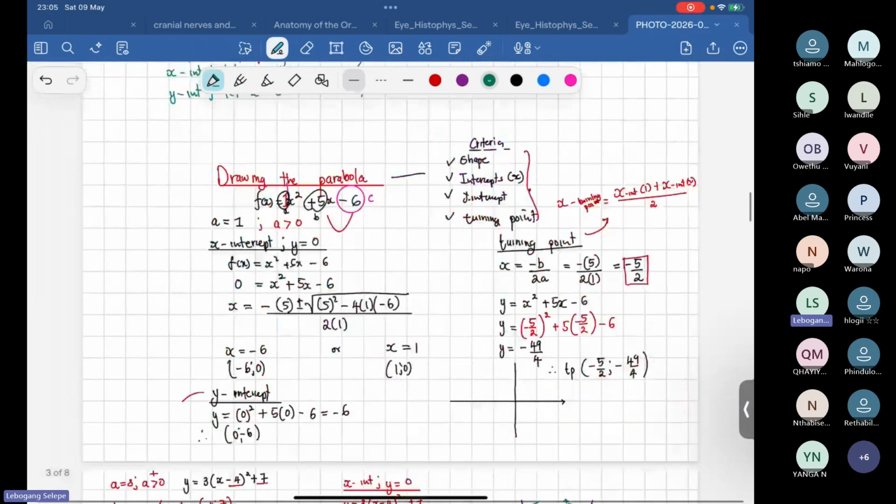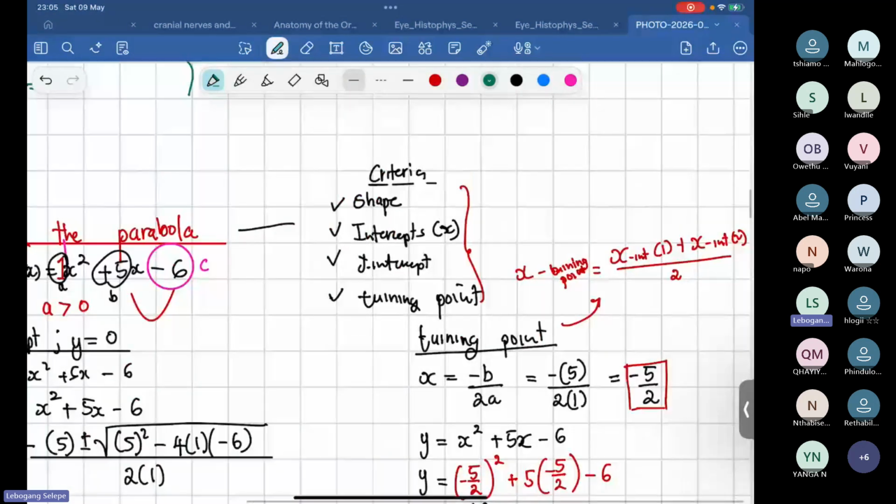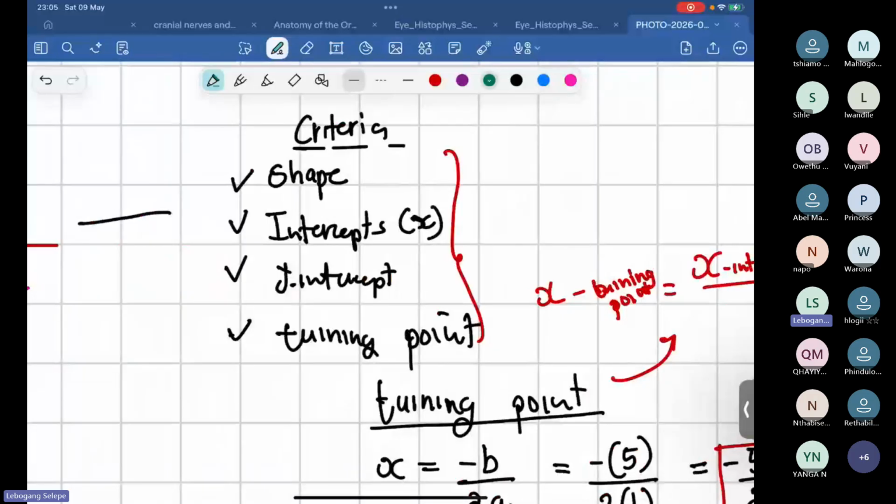So understanding that, you should be able to draw the graph. The criteria that we use to mark the graph is, one, it's the shape. You need to have a correct shape of the graph. Is it concave up, concave down? Two, you need to understand the intercepts. X and Y intercepts will be marked.